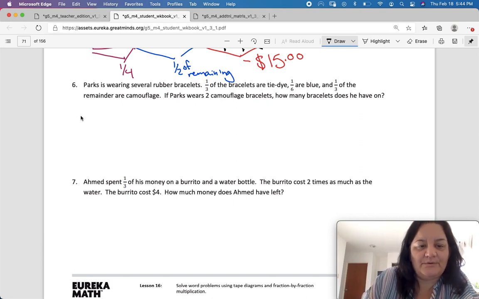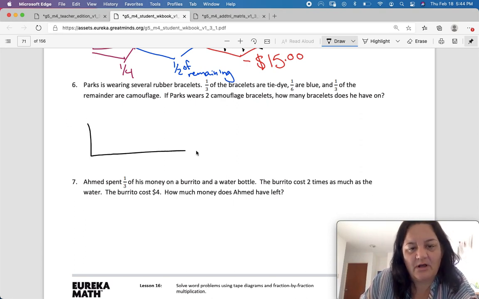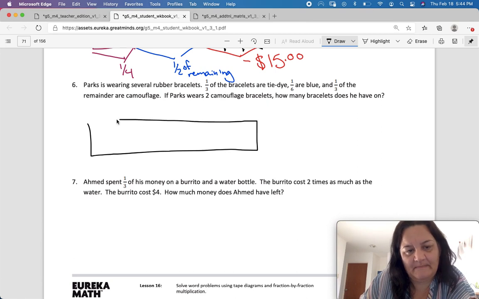Okay, so let's count all of her rubber bracelets. Are rubber bracelets popular here? I've never actually seen any of you wearing many.